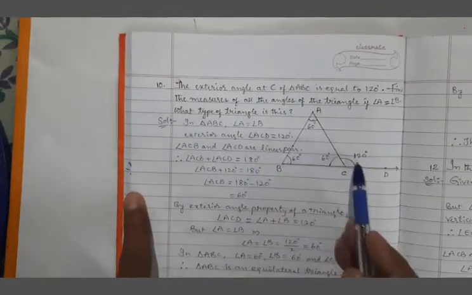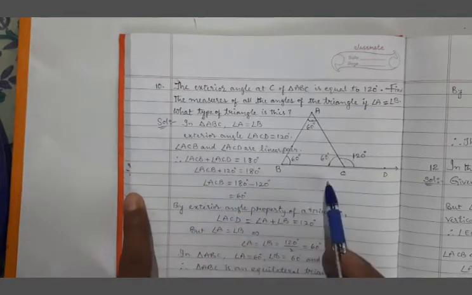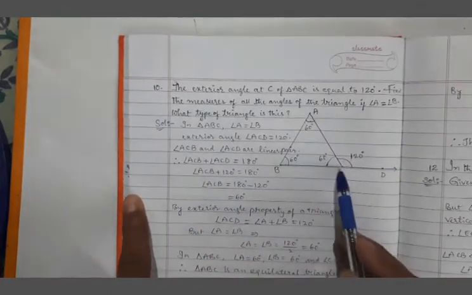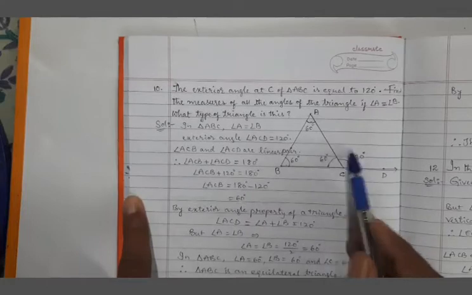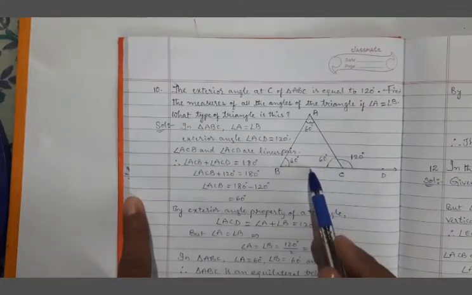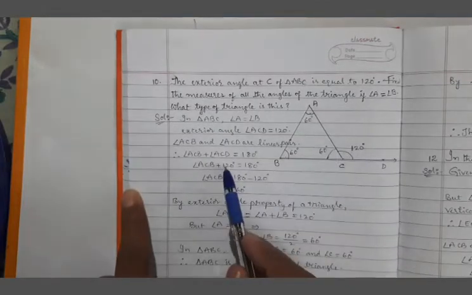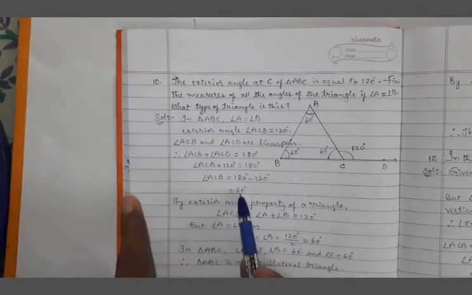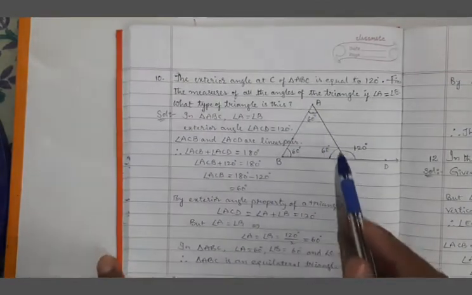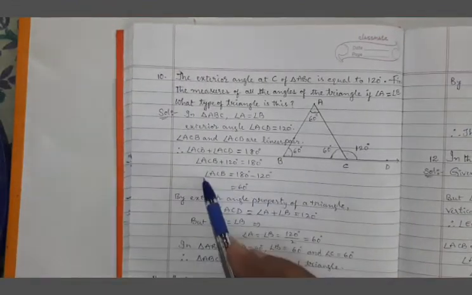Exterior angle ACD is equal to 120. ACB and ACD, the left one and the right one, are forming a linear pair. Therefore, the total is 180. So the right side one is 120, then the left side will come as 60 degrees. Angle ACB will come as 60 degrees.